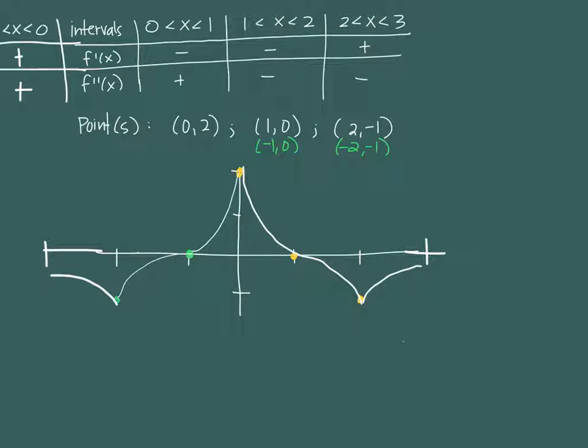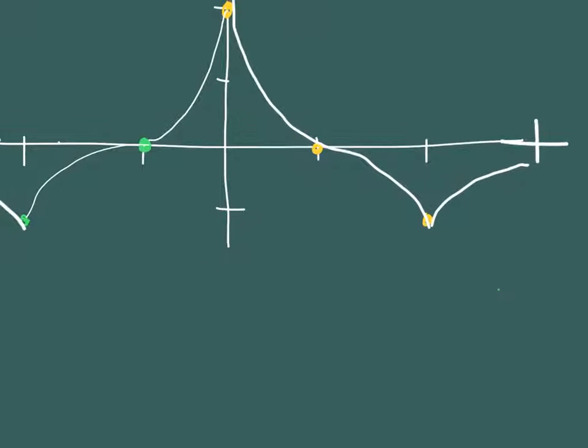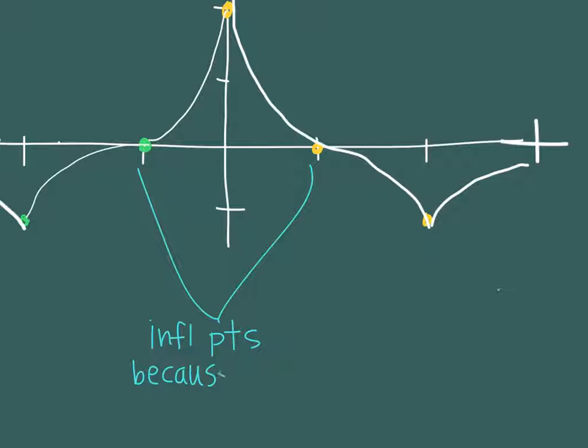And you should be able to identify what's what and argue your way through it. So right here, these two are our 2 inflection points. You would state your case for those being inflection points because the concavity changed. F double prime of x changed.